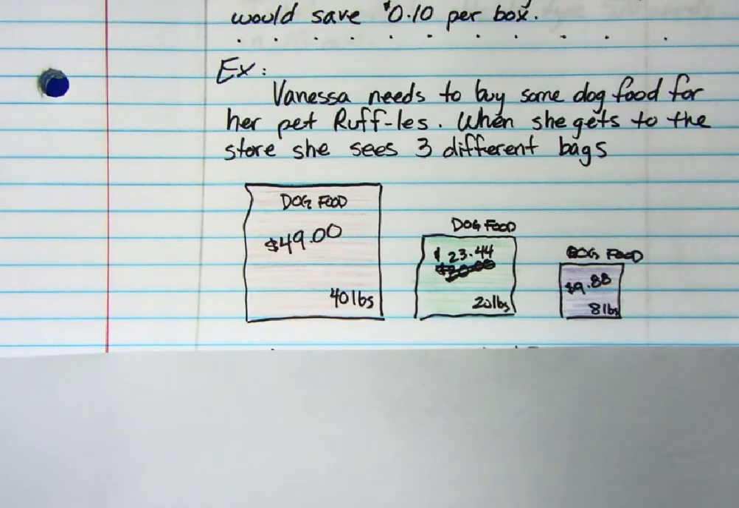So Vanessa needs to buy some dog food for her pet Ruffles. Get it? Ruffles?